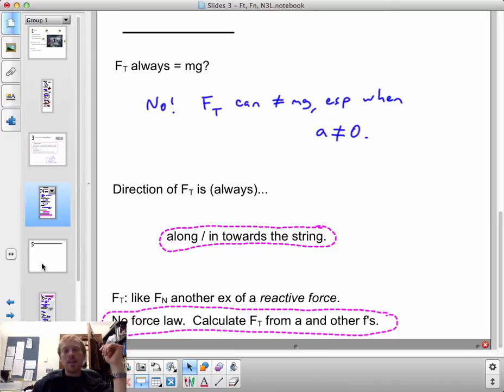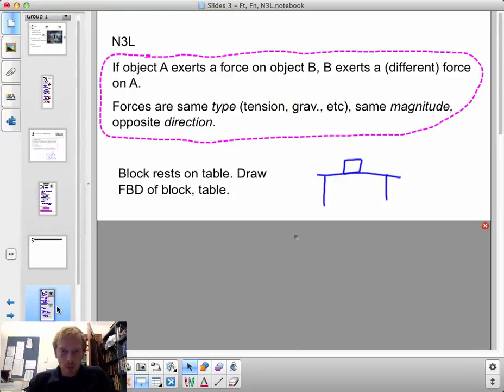Okay. The next thing that I'd like to talk about is Newton's third law, and there will be some demos that we'll do in class associated with that. But here's Newton's third law. If object A exerts a force on object B, then object B exerts a force on object A, and the force of A on B is not considered the same force as object B on A. They're considered two different forces, sort of a Newton's third law force pair.